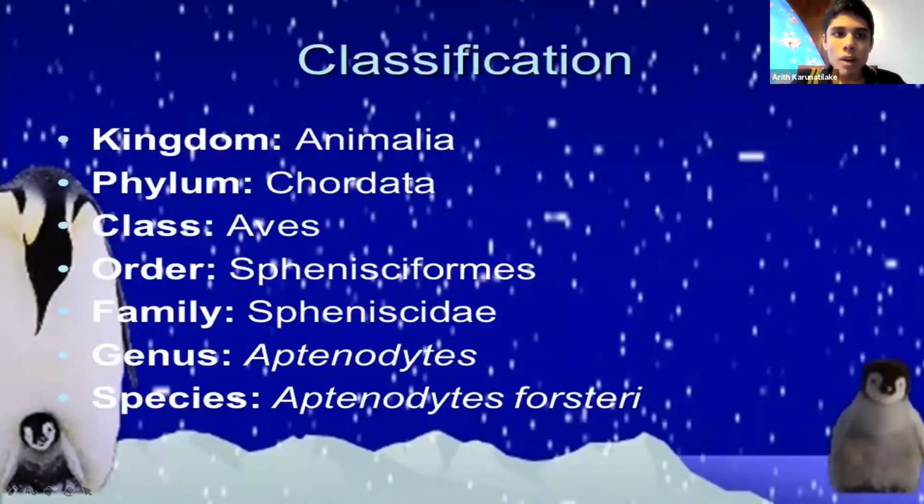Penguins belong to the Animalia kingdom. The phylum is Chordata. They belong to the Aves class, and their order is Sphenisciformes, the family Spheniscidae, and their genus is Aptenodytes, and they belong to the Aptenodytes forsteri species.